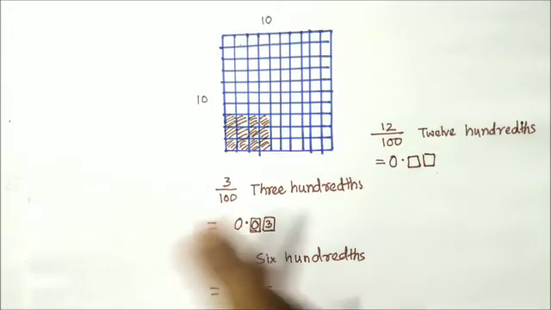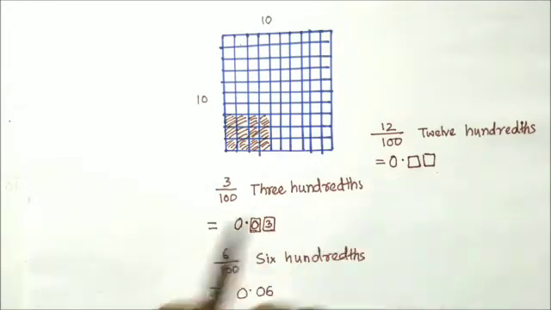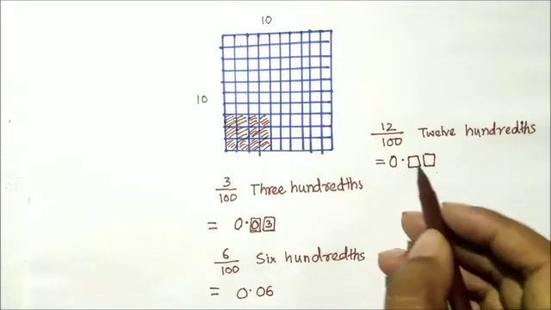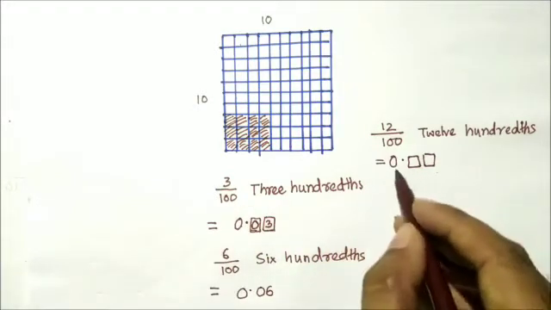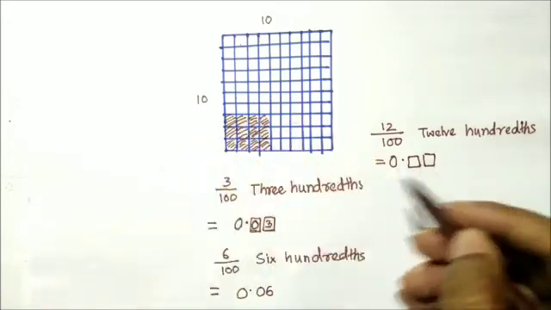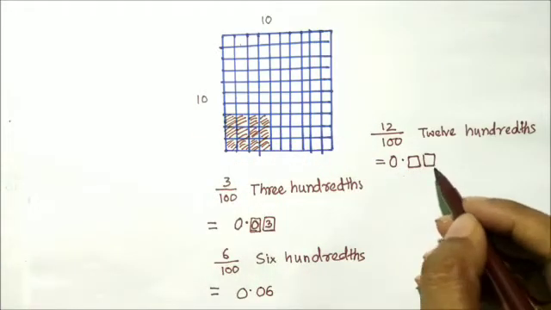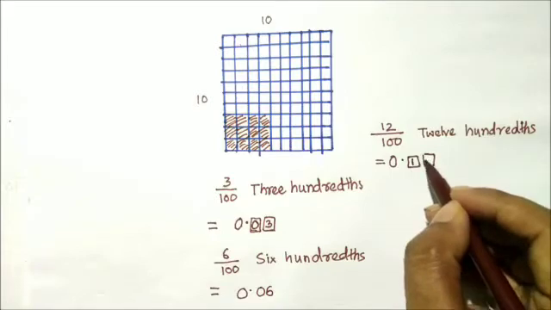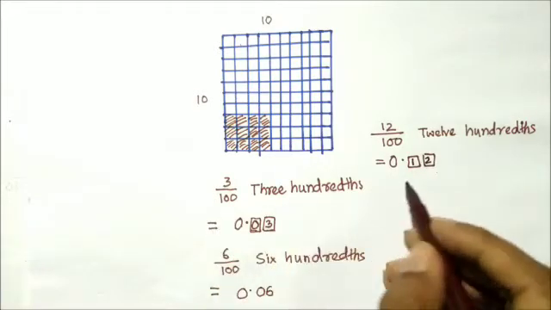Before the point there definitely will be 0. As for now we will put 0, but after the point we must skip 2 digits. So now what we will write? We will write 1 2. That means it is what? 0.12.